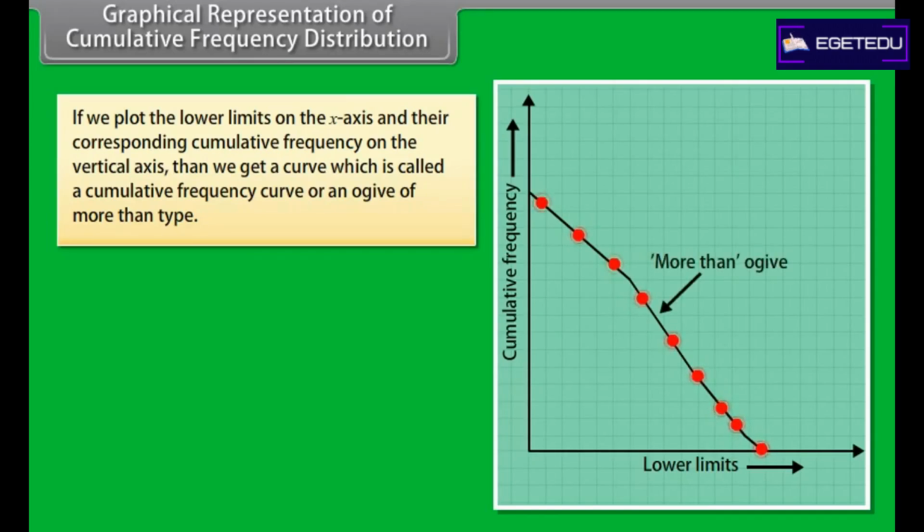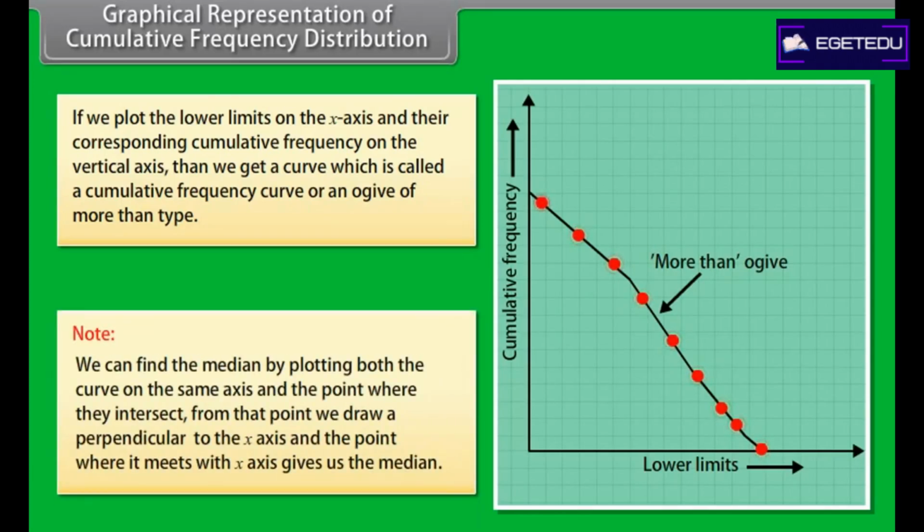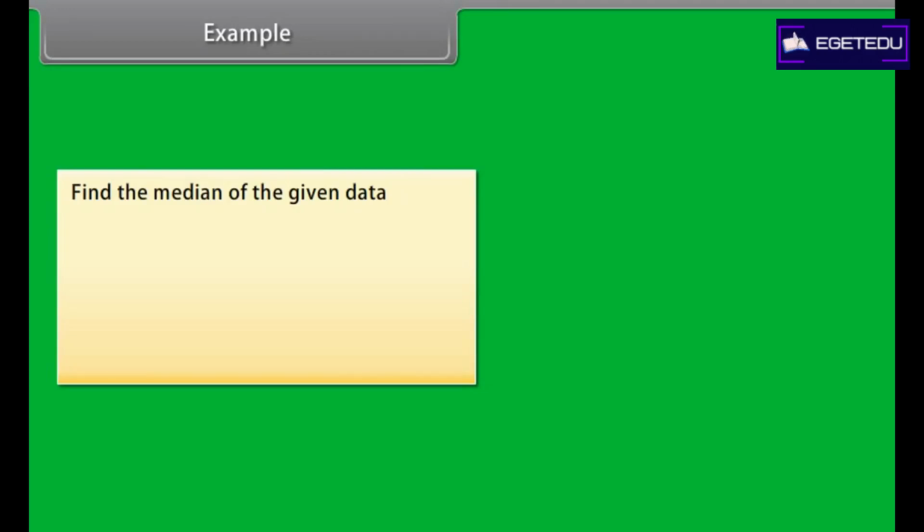If we plot the lower limits on the x-axis and their corresponding cumulative frequency on the vertical axis, then we get a curve which is called a cumulative frequency curve or an ogive of more than type. Note: we can find the median by plotting both the curves on the same axis and finding the point where they intersect. From that point, we draw a perpendicular to the x-axis, and the point where it meets the x-axis gives us the median.